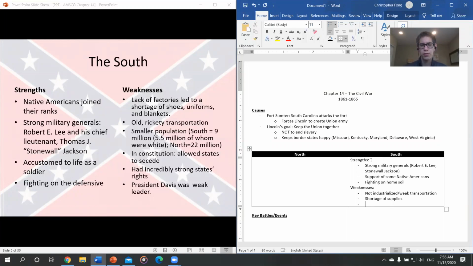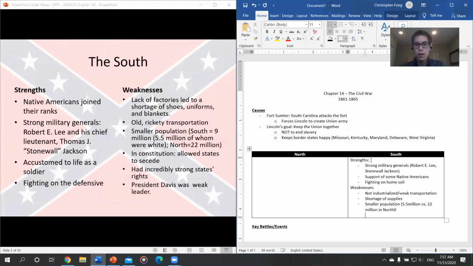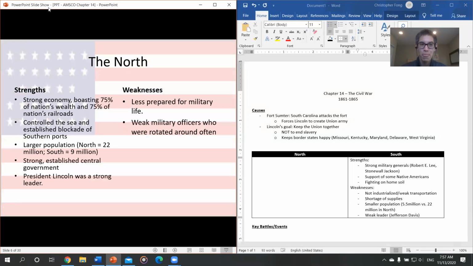You'll see there, if you look at the numbers, the North had 22 million people, the South had 9 million, but only 5.5 million were white. So smaller population. And then they did also have a weak leader in Jefferson Davis. We'll explore in a little bit that the South was all about states' rights, which if you're trying to fight a war is not the best thing in the world.